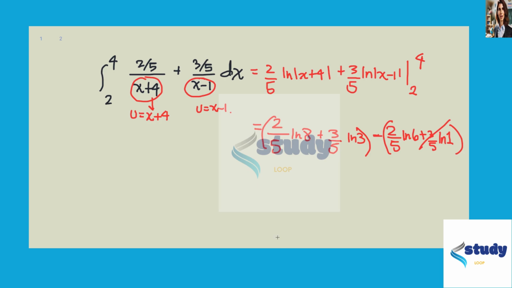Now we just combine these three terms here and simplify, and this all reduces to ln of 48 all divided by 5. And that's our final answer.